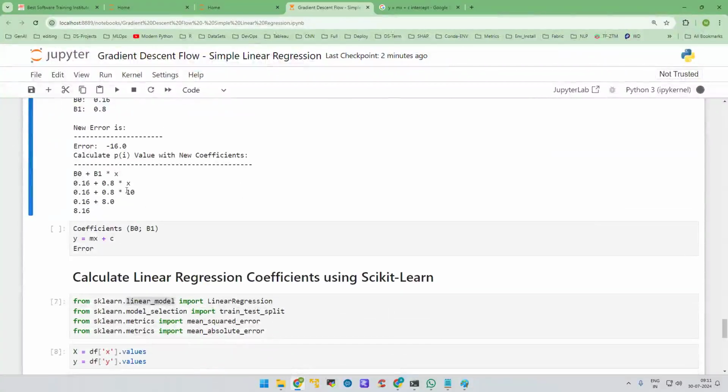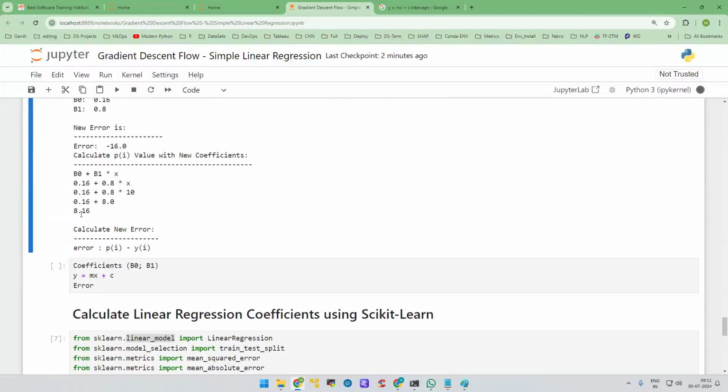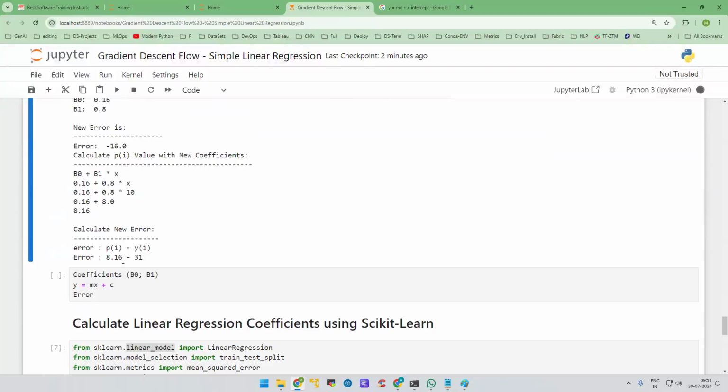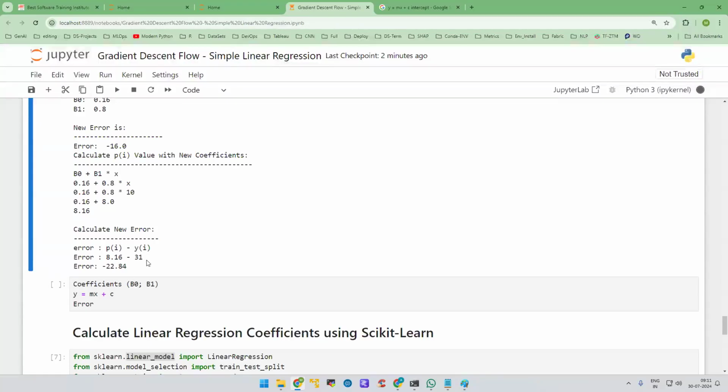So the input value is 10 and the target value should be 31. After calculating, what we got is 8.16, but the actual value is 31. So there is a huge difference, right? 8.16 minus 31, it's going to be around minus 23 or something. What the error is going to be? The error is going to be around minus 22.84.